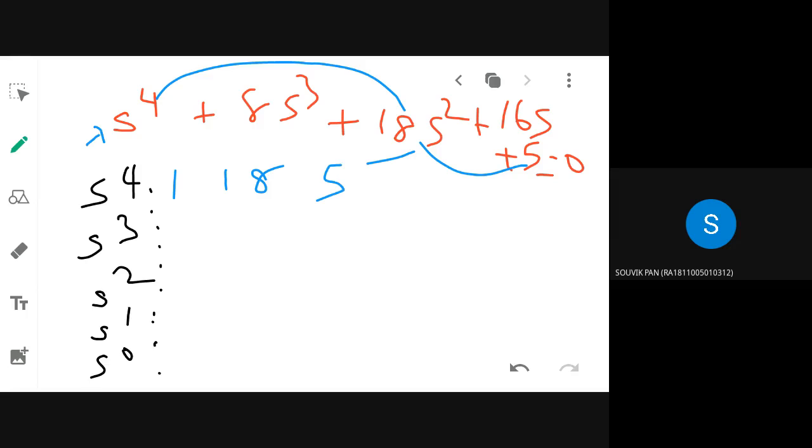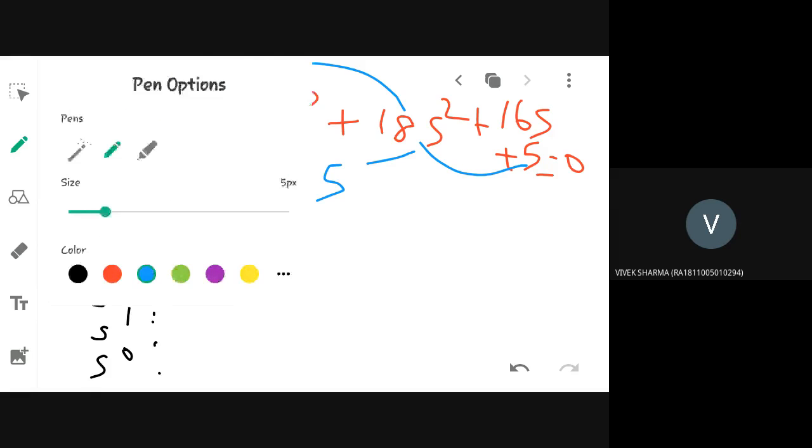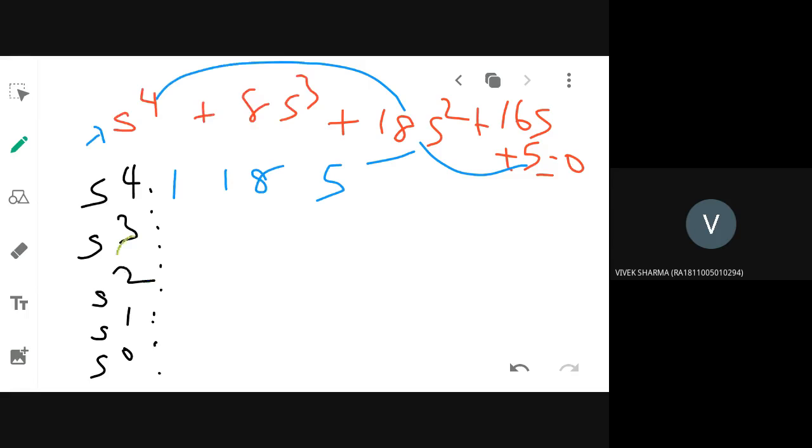Second row. Is it even order or odd order? Odd order. What is the coefficient of s cubed? It is 8. Then the next odd order term, the coefficient of s, is 16. There are no other terms, so let them be 0. If they are not there, we should assume that it is 0.